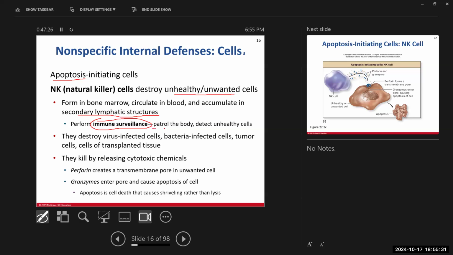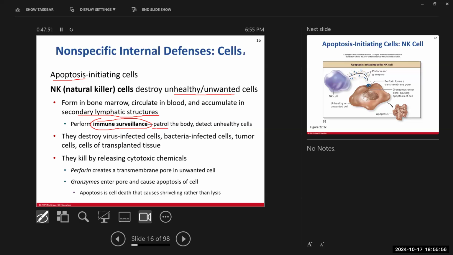They patrol the body and they just evaluate everything. So they're going to analyze the cells, and they're going to find which cells are self, which are part of you, and which cells are not a part of you. And if they come across a non-self cell, then they could potentially initiate the immune response, wipe it out.